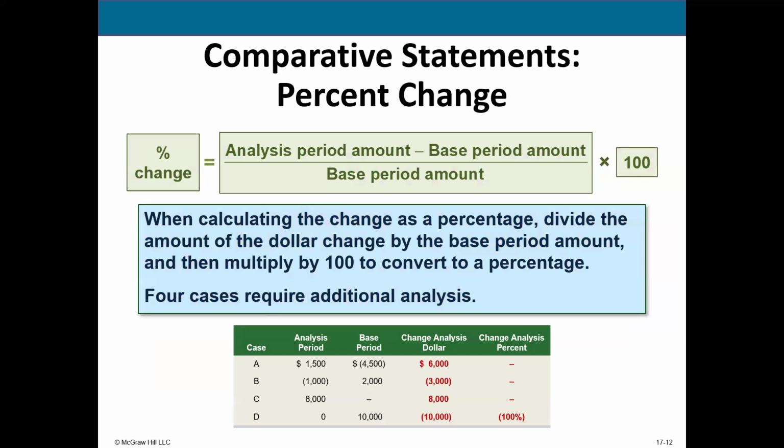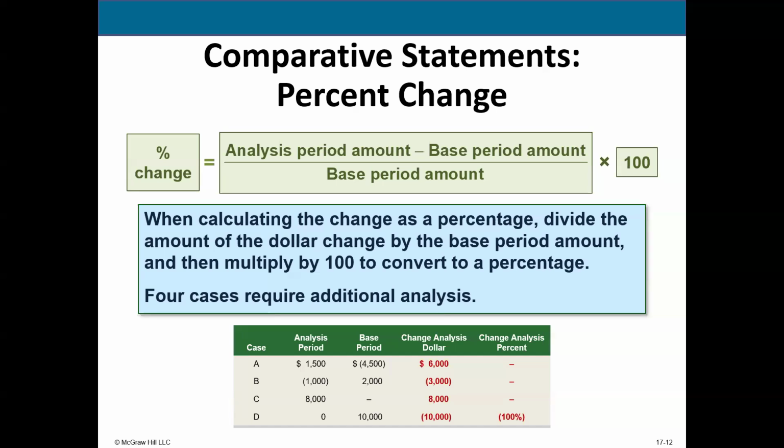We also do this as a percent change from year to year. The way that we calculate that percent change is we take the analysis period amount minus the base period amount, divided by that base period amount, and then we multiply that by 100 to get the percentage. Real simple process. What that does is it shows me the percent change of each line item from year to year.